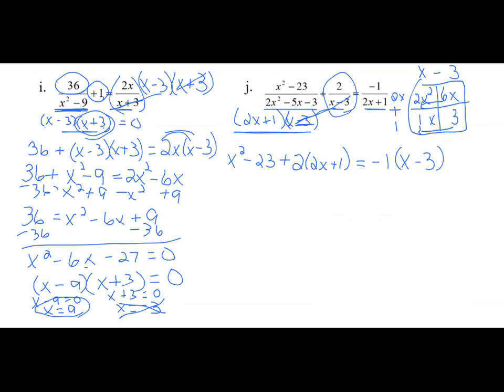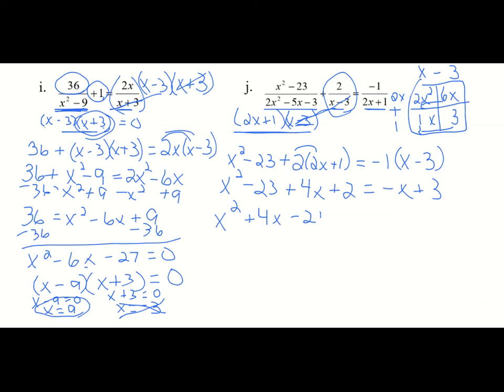All right, let's distribute. So we're going to end up with x squared minus 23 plus 4x plus 2 equals negative x plus 3. Combine like terms, so we have x squared plus 4x. Negative 23 and 2 will make it minus 21.